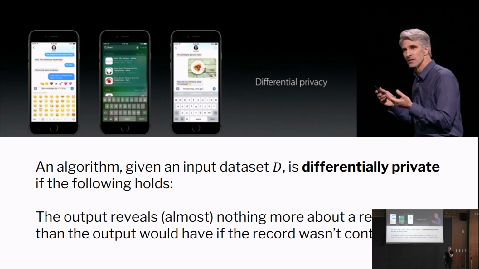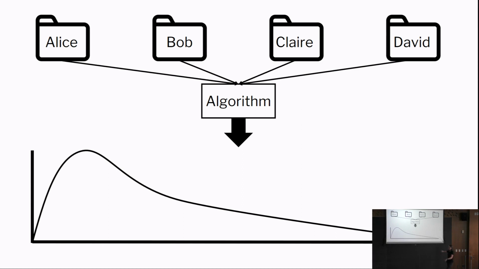So that's in words what differential privacy means. Let me illustrate it in a picture. Let's say I have this data set consisting of Alice's records, Bob's records, Claire's records, David's records. This is my data set, and I feed it to an algorithm. And differentially private algorithms are by definition randomized, by necessity randomized. So this algorithm is going to output a solution to whatever problem I'm trying to solve according to some distribution. So this is the distribution over outputs that this algorithm gives when I feed it that data set.